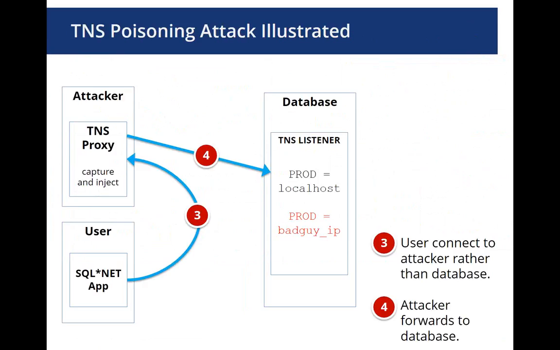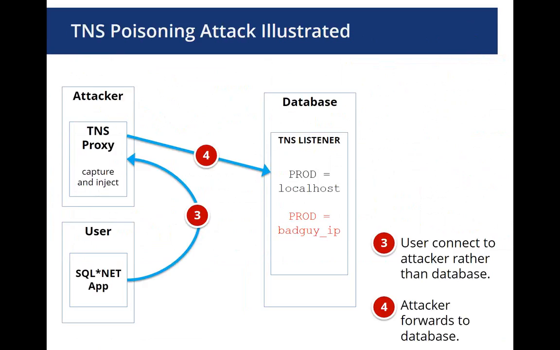It will just send 50% of the traffic across. So now the user, maybe an application server, is connecting to the attacker's machine through this TNS proxy. The TNS proxy then forwards the traffic back off to the database. The TNS proxy can sit there and watch the traffic. It can capture it, look at it, and also inject traffic. So if my user is a DBA with a highly privileged account, the attacker can now add in SQL statements, such as create a user, alter a user's password, or do a select statement.